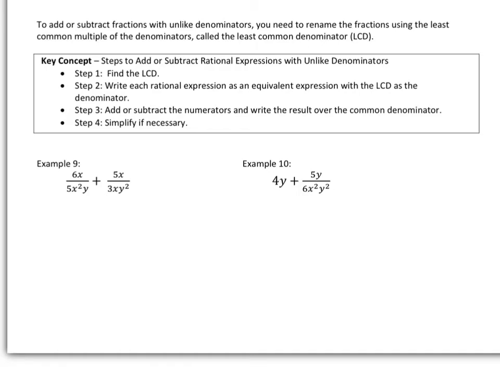Lesson 9.4, Video 4. So now we're going to look at questions that do not have common denominators. But the denominators in this case are going to be just monomials. So how do we find the least common denominator?